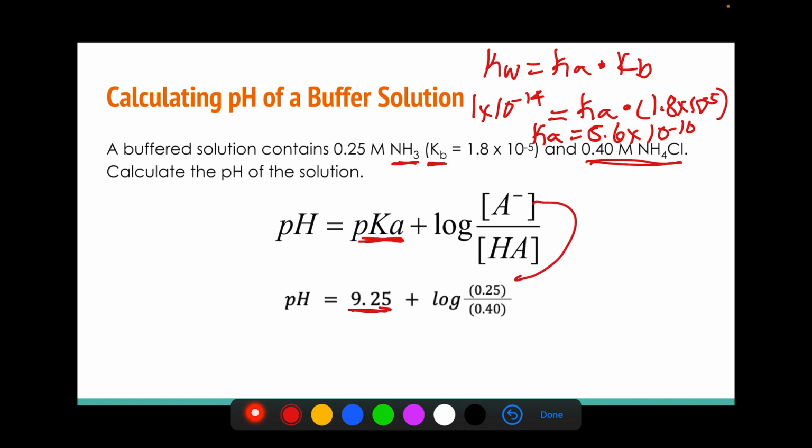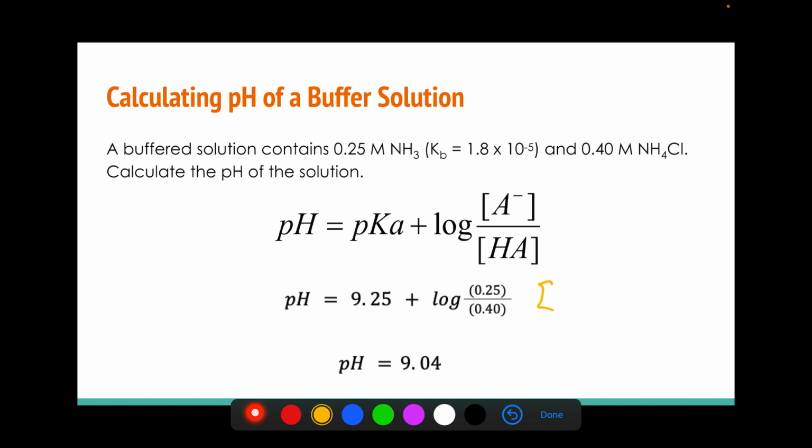From there, we plug in our A- concentration and our HA concentration, in other words, our NH3 concentration and our NH4+ concentration, and we solve to find that the pH is 9.04. A couple of things to note about this example. First, the pH is not equal to the pKa because the concentrations of A- and HA are not equal. Therefore, we're not taking the log of 1. We're taking the log of a value smaller than 1.